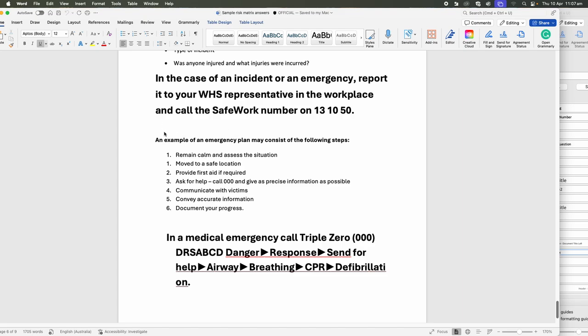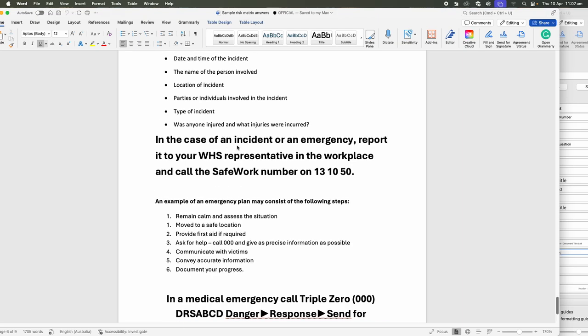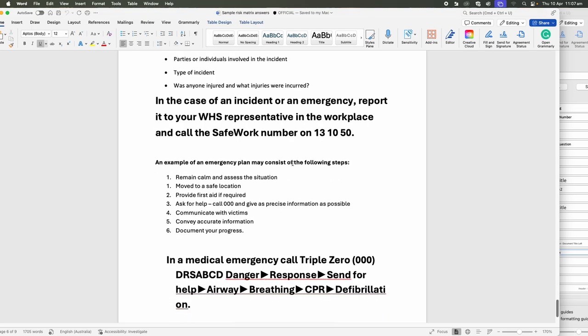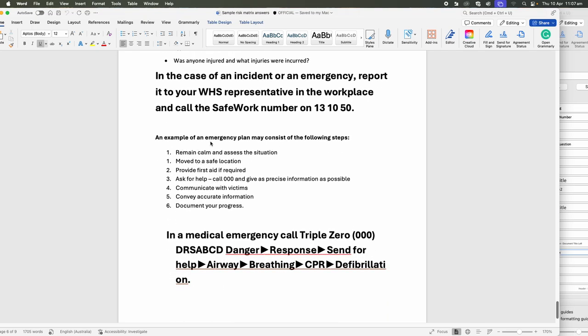So your best bet is to call, but then after the incident, you'd have to report it. Who would you report it to? Your WHS person, and also Safe Work. Yeah, and there's the number for Safe Work there. But here are some of the things that an emergency plan would have.